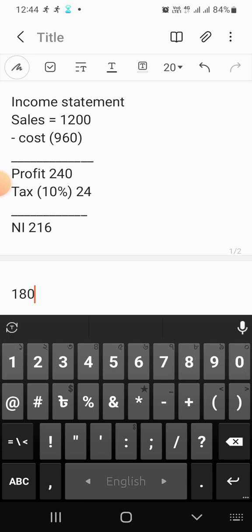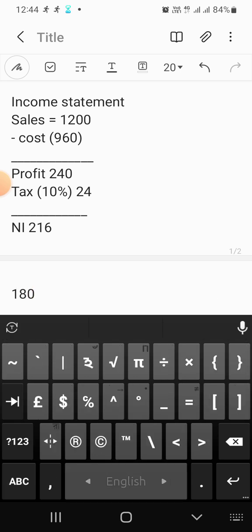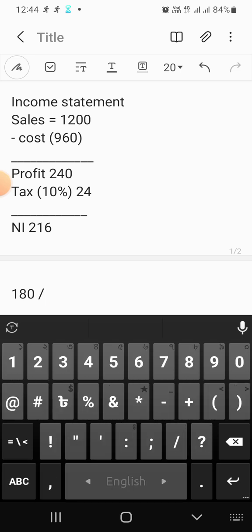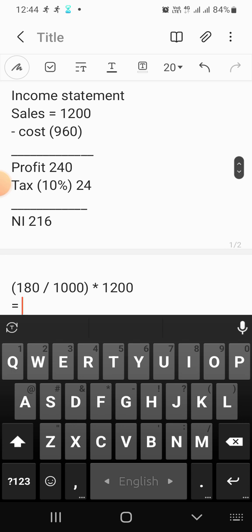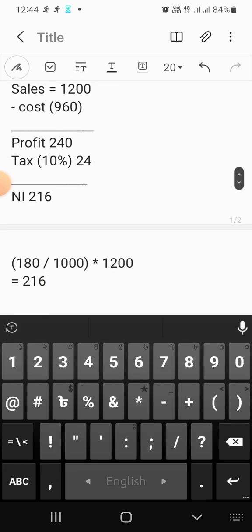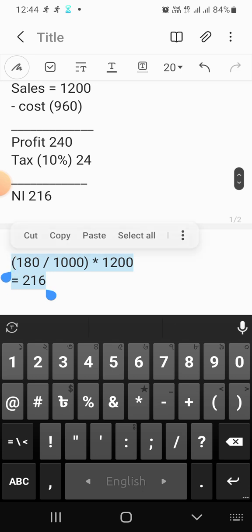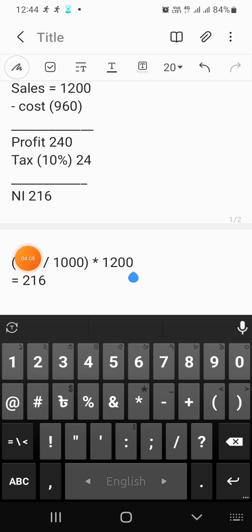So can we say 180 net income is generated when my sales was 1000? Then if we multiply this with the changed sale 1200, then my new net income will be 216. That means we can directly calculate the new net income with this easy formula. And what is this formula? This is the net income of the previous year, divided by the sales of previous year, and multiplied by the new sales. Or we can just say the change in sale.